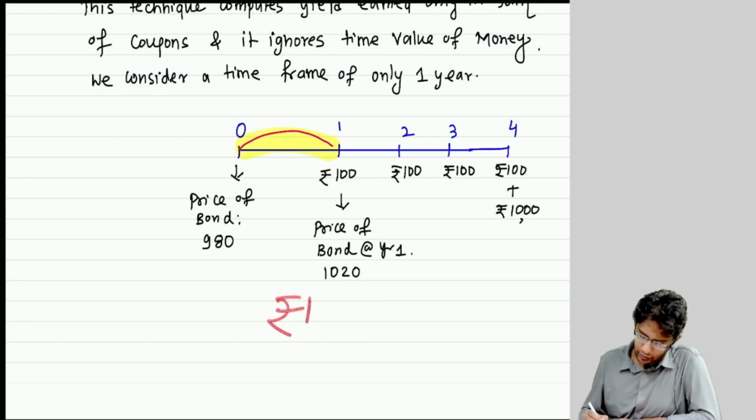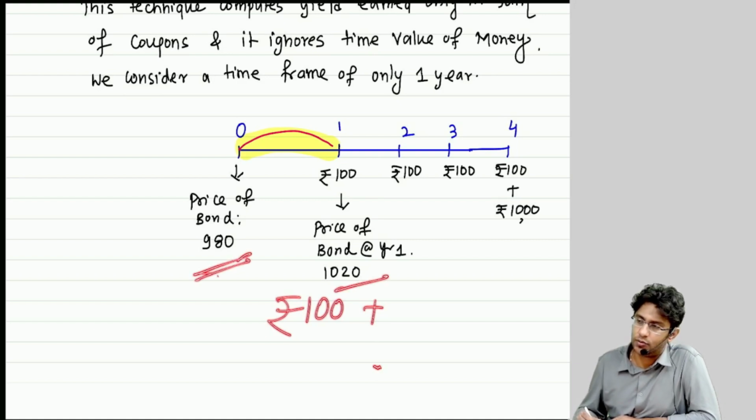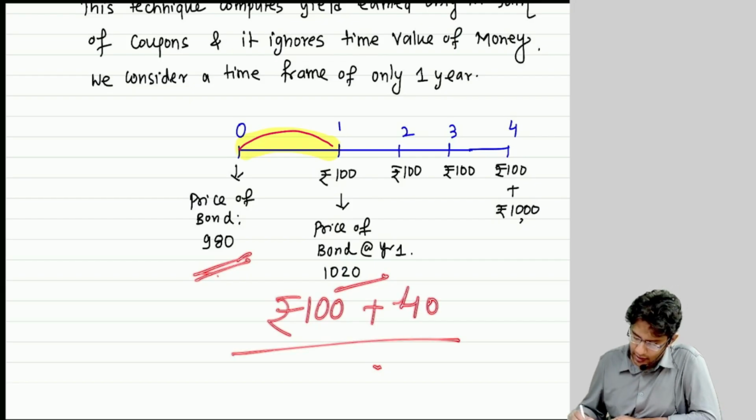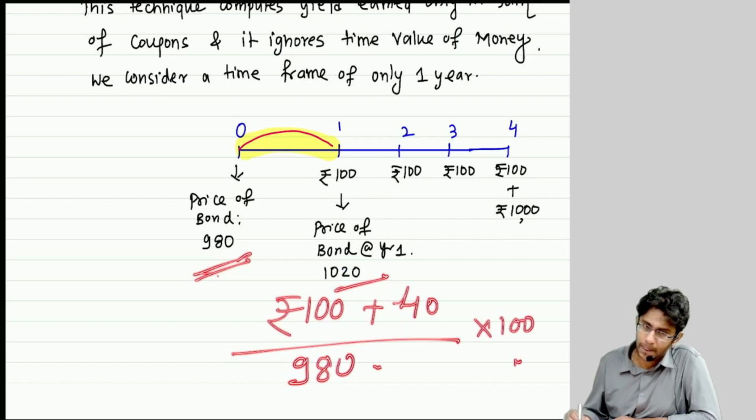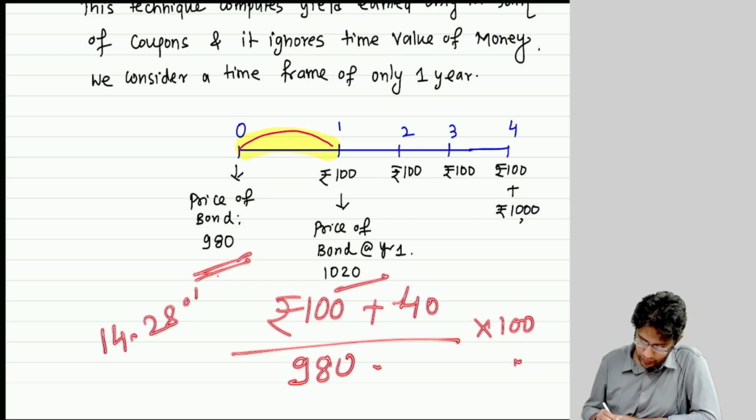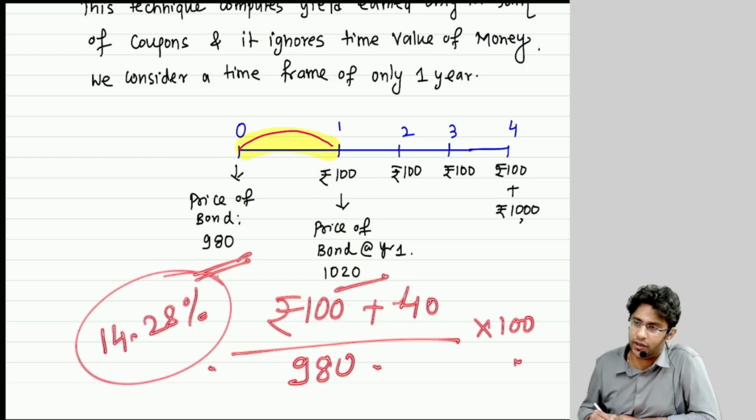100 rupees is definitely your return. Plus, 980 you purchase the bond, it became how much? 1020. There is an increase of how much? 40. That is also return only, no? So 100 plus 40 divided by your initial investment, how much? 980 into 100. 14.28. Ideally, this should be the return.